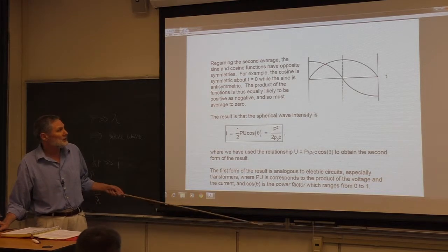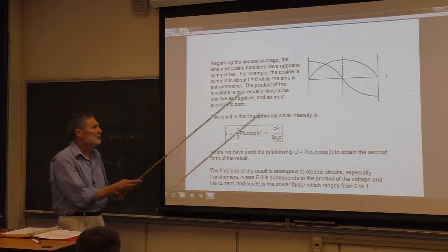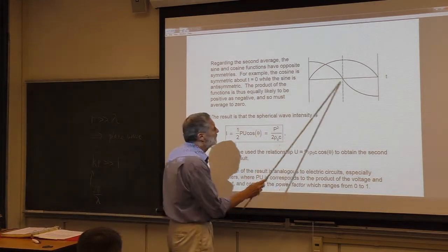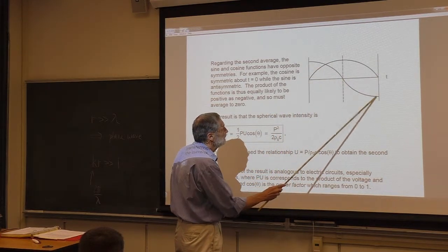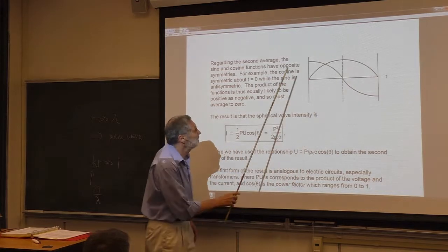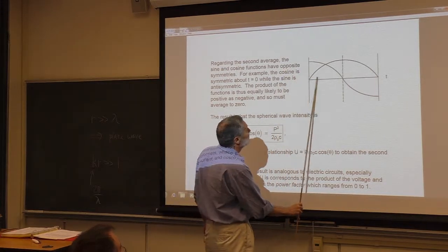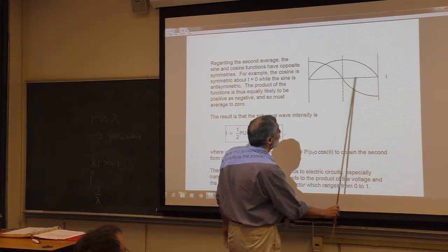We've already talked about the cosine squared, or the sine squared. Here's a cosine. I'm just doing over half a period here. That's all we need. Here's a sine. When you multiply these two things together, you're going to have a positive quantity here. You're going to have a negative quantity here.